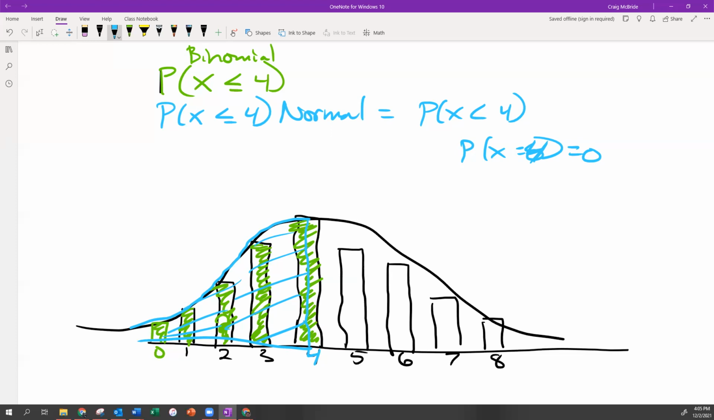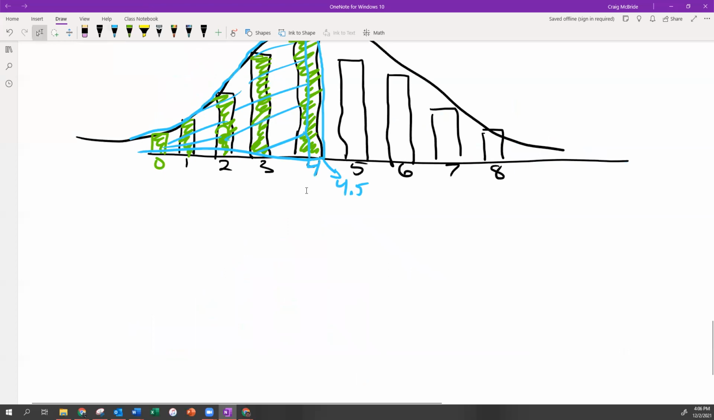So in order to get a more accurate estimate when using the normal curve, we have to take it up to 4.5 to capture that last half of the bar. Now, technically I should have drawn these bars touching, because 4.5 would be right in between 4 and 5, but I kind of over exaggerated. So we can look at another example.